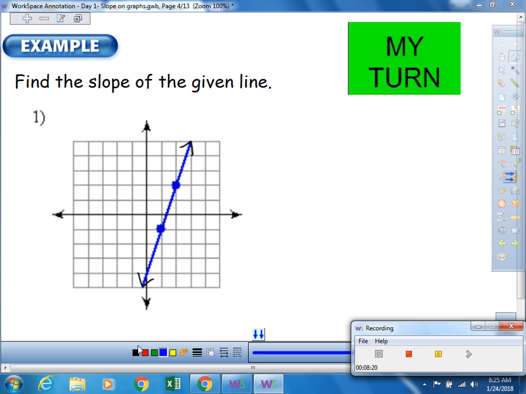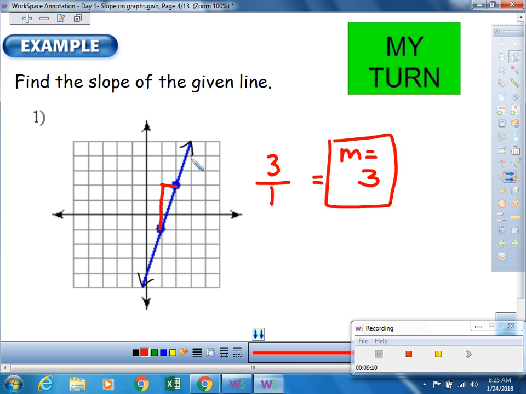So all you do is you start from the point that's the most left, count up. 1, 2, 3. So I went up 3. I don't have to worry about the scale. And then over 1. So my slope is just 3. Okay? If you're not graphing it, obviously you're not graphing it because it's already graphed. If you're not graphing it, simplify it. If you're graphing it, you will want your slope as a fraction.